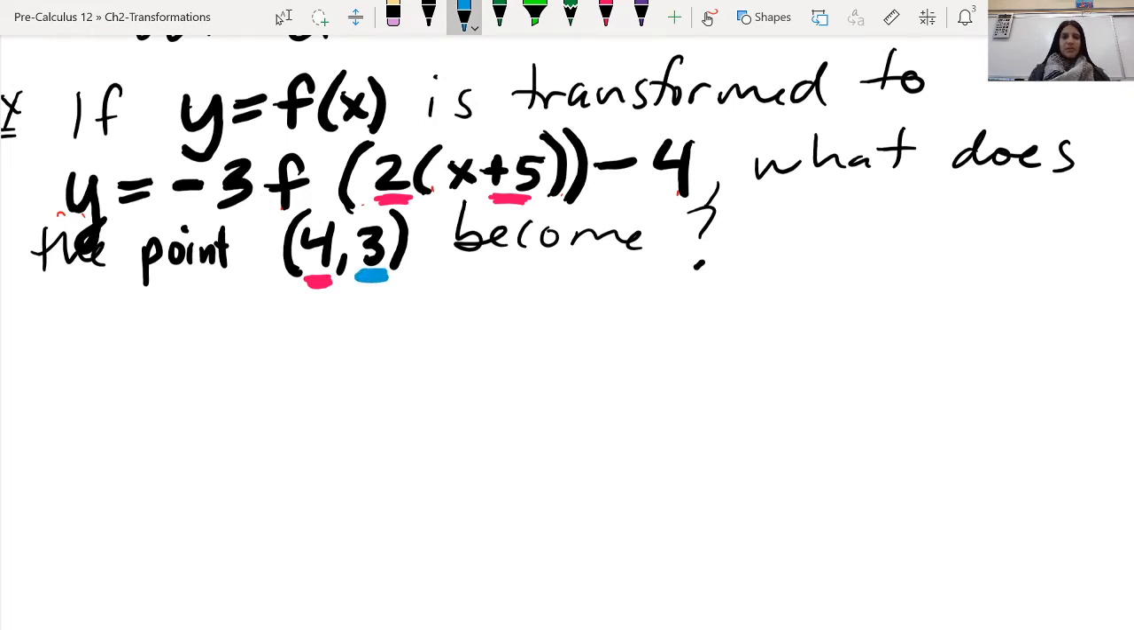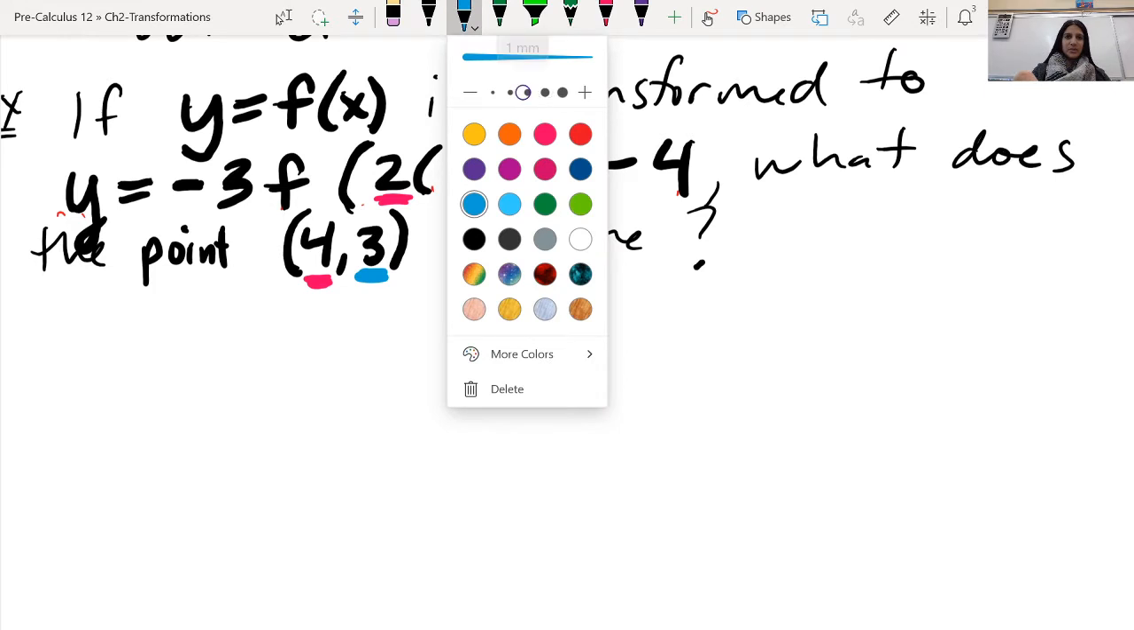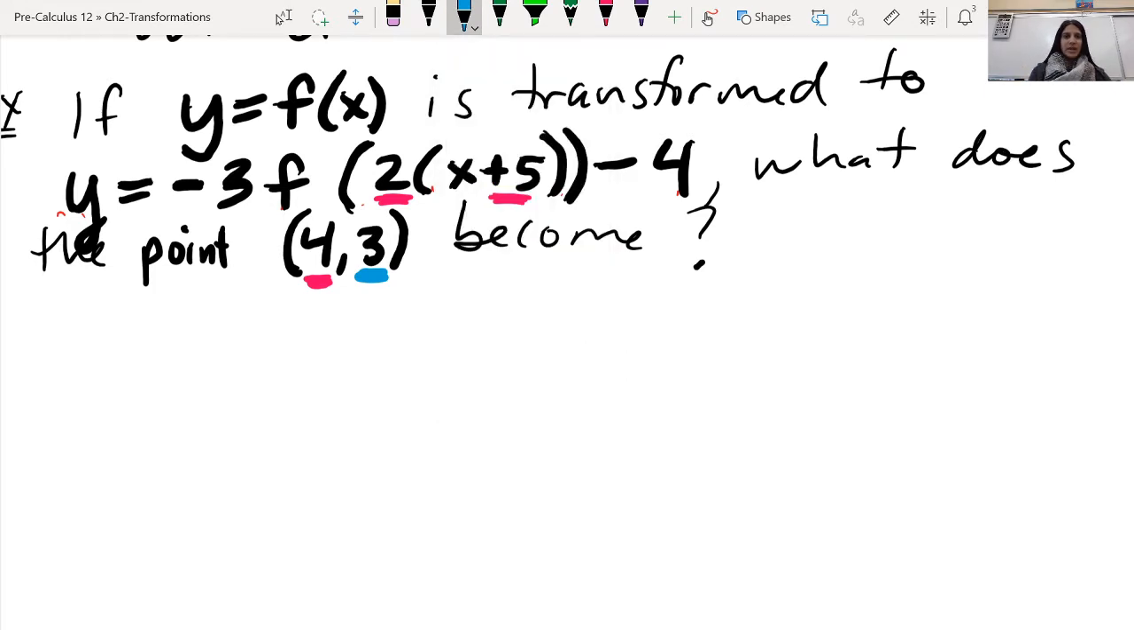I'm going to do the y values using blue, just so I can differentiate between them. Now I'm looking for the stuff that affects my y value. I know the negative 3 does, and I know that this minus 4 also does. Just by doing that, I'm able to start to figure out a little bit of where I would go with this and what it's going to look like.